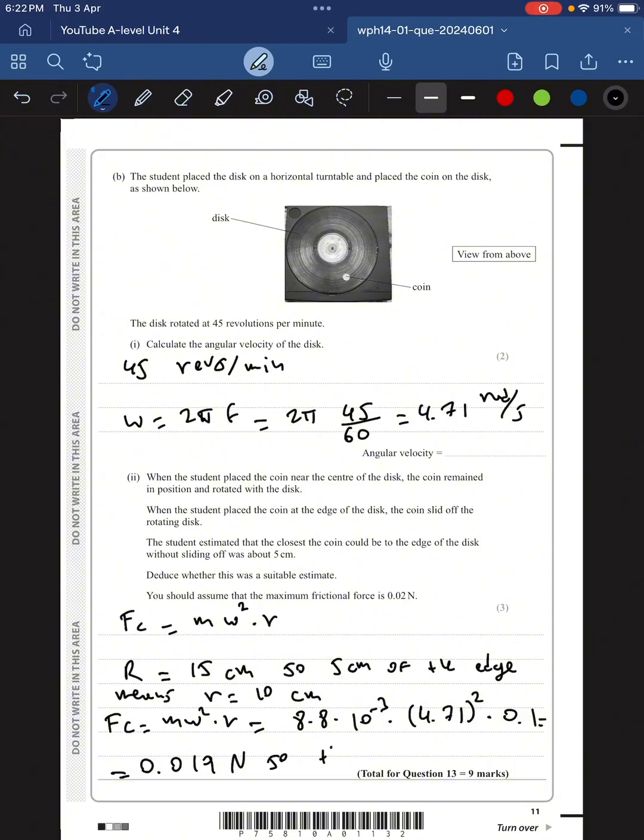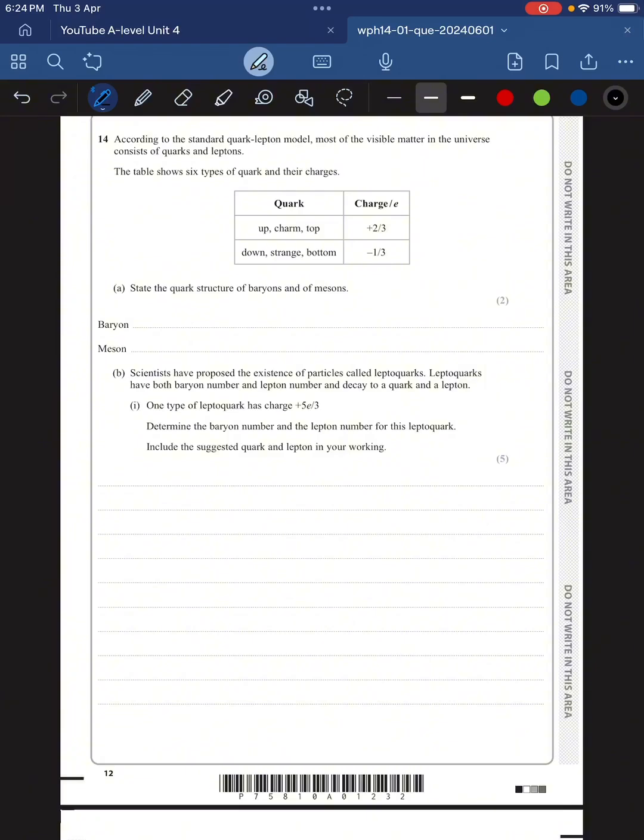So the estimate is suitable, okay? Since 0.019 newtons is about 0.02 newtons, so the student is correct. Moving on to question 14.